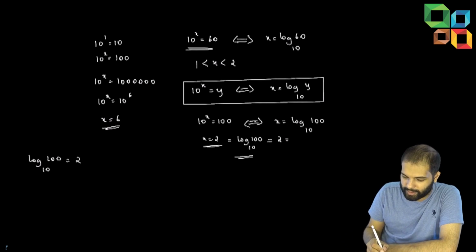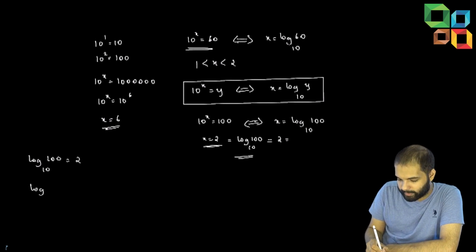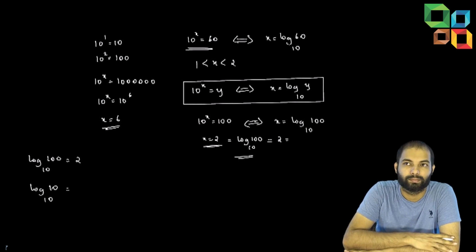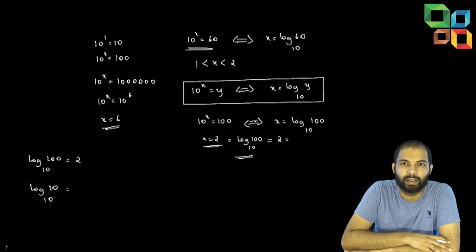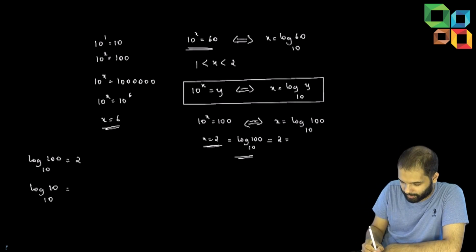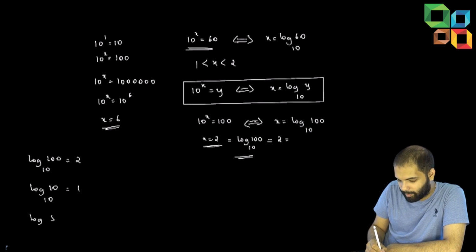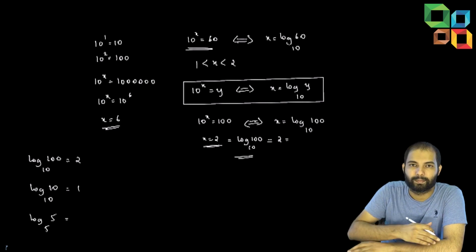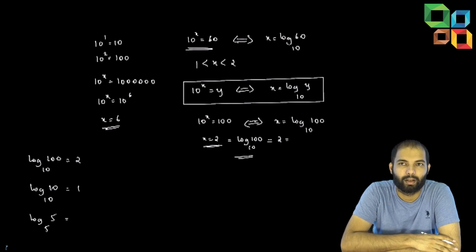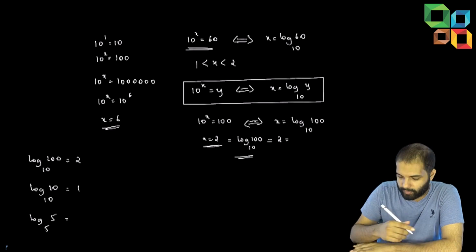Let's see. Log 100 is done. So quickly tell me, log 10 base 10. What is this equal to? 1. Everybody agrees it's 1. Okay. Let's see. Log, say, 5 base 5. What is this equal to? 1. Still 1.